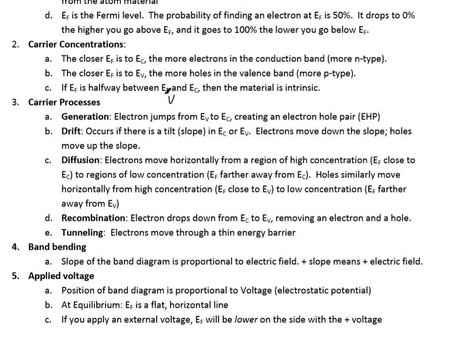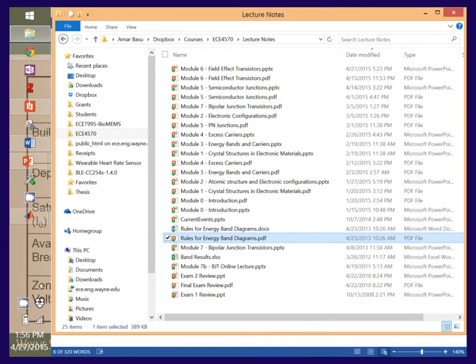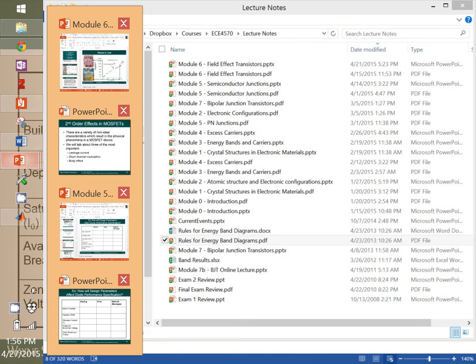So the different carrier processes. Carrier generation is when an electron jumps from EV to EC, creating an electron-hole pair. Drift occurs if there's a tilt in EC or EV. Electrons move down the slope, holes move up the slope. Remember, a tilt in the band diagram means that there's an electric field. We saw a lot of examples of that when we were dealing with MOSFETs.